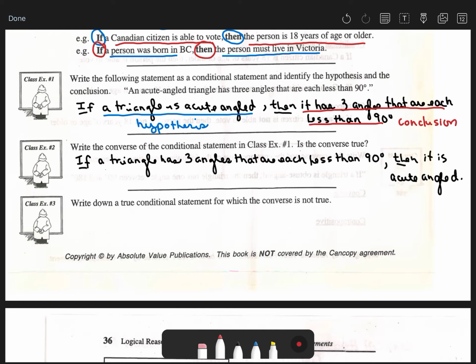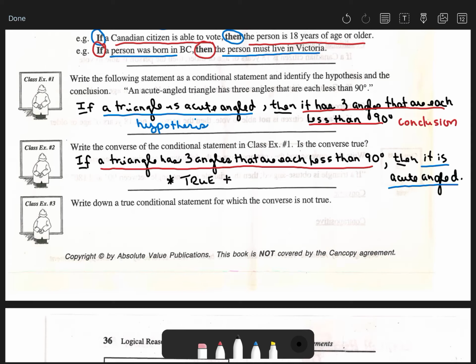Okay, so I've written down what we call the converse. This time, I switched the conclusion and hypothesis from the original statement. So what was the conclusion from the original statement is now first, and the hypothesis from the original statement now comes second after the then statement. So they now ask, is that true or is that false? Okay, so this is true.